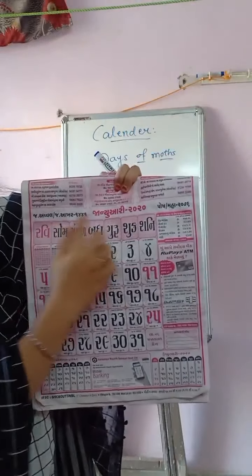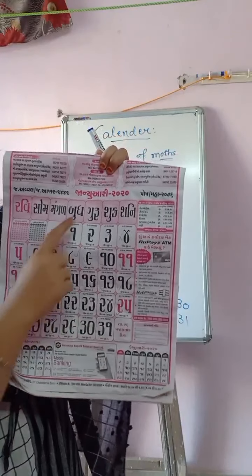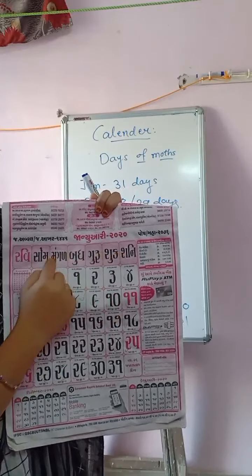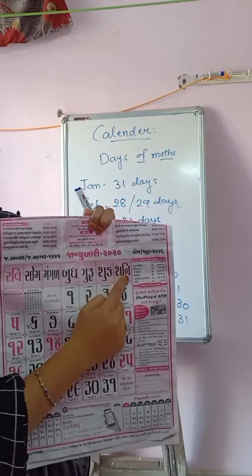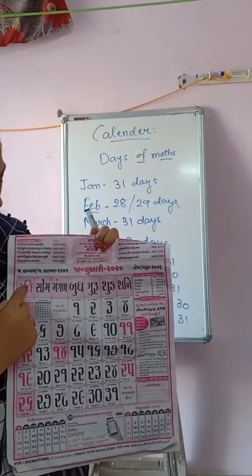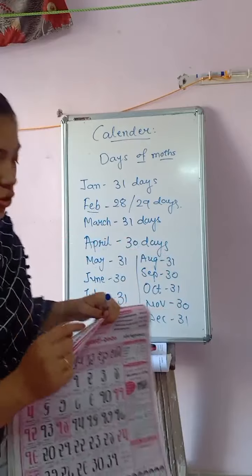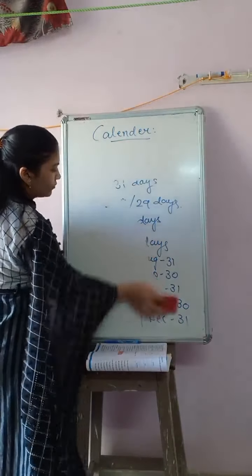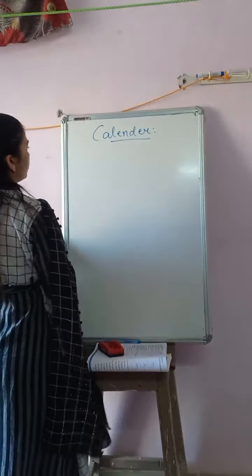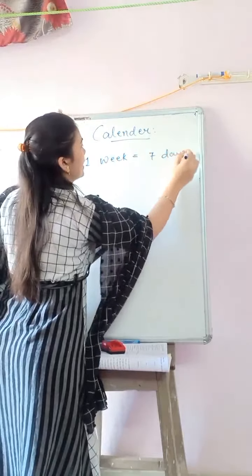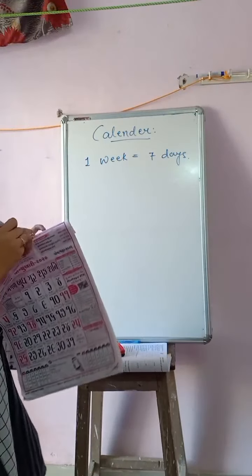You can see this is one calendar of January 2020. आप पूरा portion यहाँ पे देख सकते हो. उसमें calendar में कितने days हैं? There are 31 days in January 2020. Even there is a day name given. This is one week from Sunday to Saturday. इसका मतलब क्या हुआ? अगर Sunday से start करके आप Saturday पे जाओगे तो एक week होगा. 1, 2, 3, 4, 5, 6 and 7. So 1 week equals 7 days.